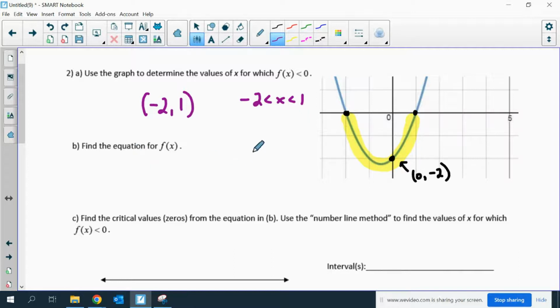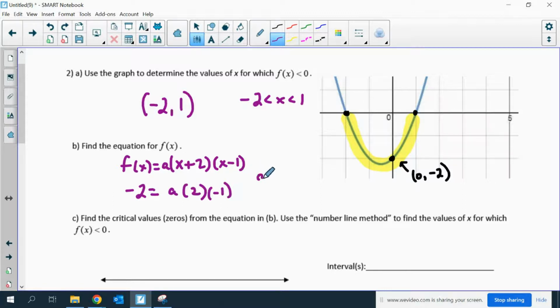Now if I want to write an equation, I would use factored form again. So f of x equals a times x plus 2 times x minus 1. If I subbed in the point 0, negative 2, I'd find out that a equals 1 again. So f of x is equal to x plus 2 times x minus 1.